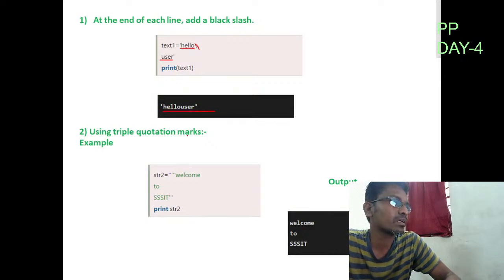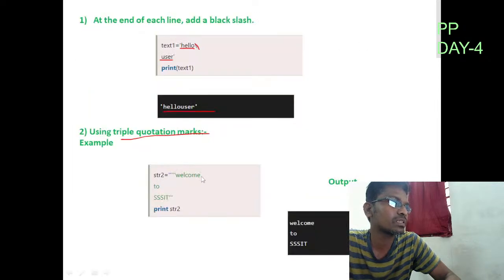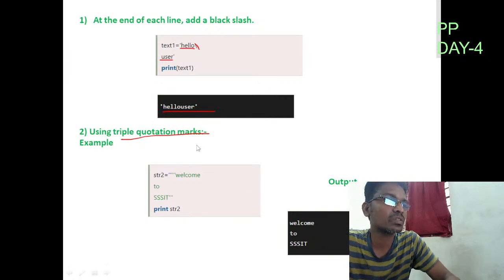So next one, triple quotes. How do we write triple quotes? str2 is equal to welcome to SSSIT. I'm writing multi lines of strings by using triple quotes. Then I print str2, and I got the multi lines of strings: Welcome to SSSIT. So by using single quotes you write single line statements, or you use a backslash for writing multi lines of strings, or you use triple quotes for writing multi lines of strings also.